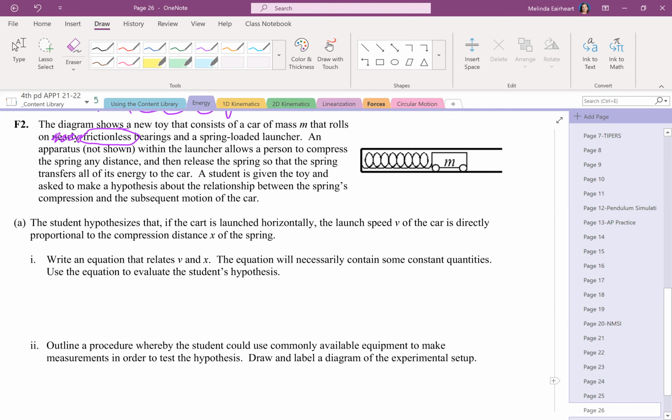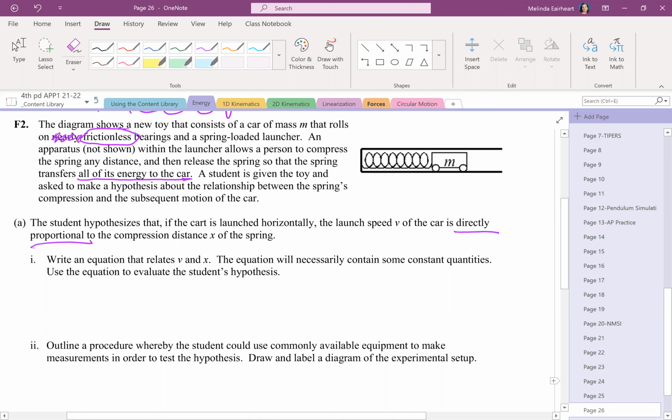An apparatus that's not shown within the launcher can compress the spring any distance and then release the spring so that the spring transfers all of its energy to the car. A student is given this toy and asked to make a hypothesis about the relationship between the spring's compression and the subsequent motion of the car. Here we go. The student hypothesizes that if the car is launched horizontally, the launch speed of the car is directly proportional to the compression distance x of the spring.